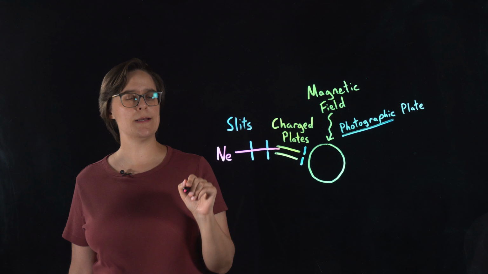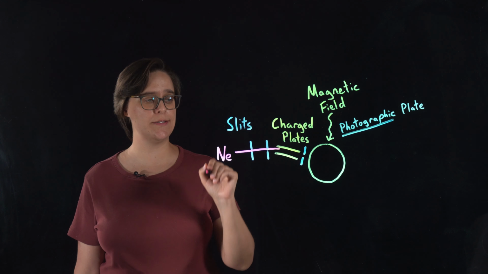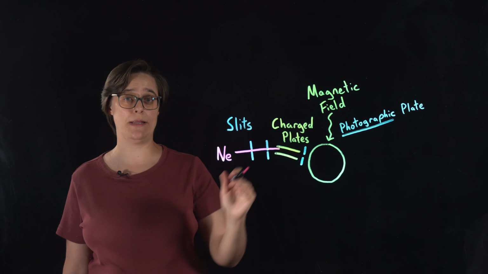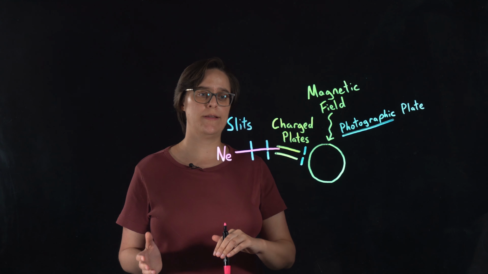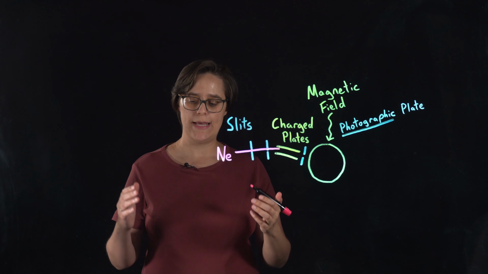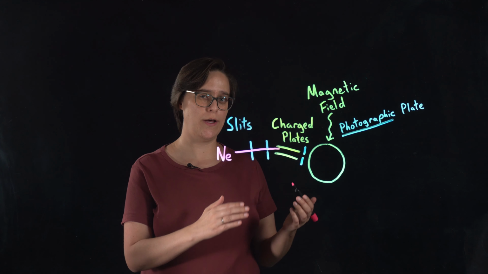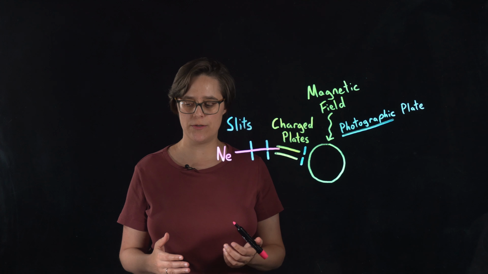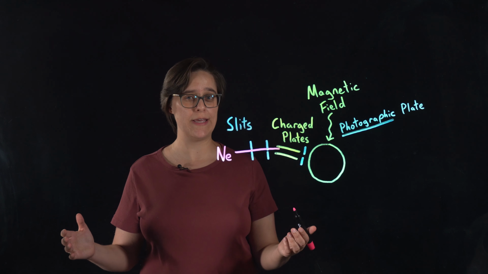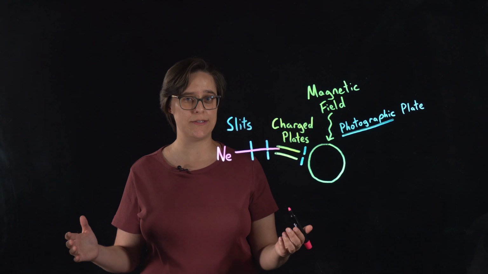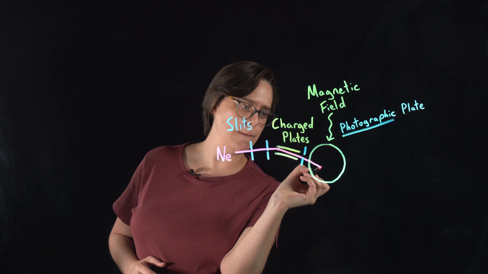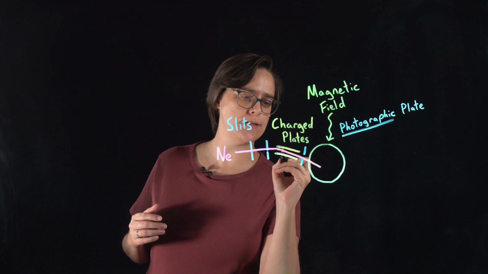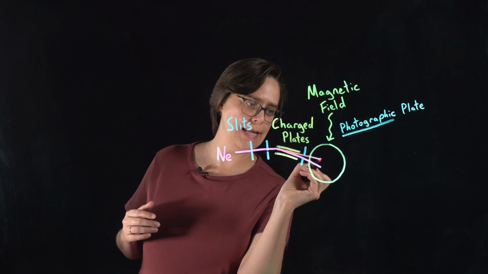Now, something happens to charged ions when they pass through electric and magnetic fields. They don't travel in a straight line, but their trajectories change. And they change based on the mass to charge ratio. So if we just assume that everything has a charge of +1, what's going to end up happening is that the lighter ions are going to be deflected more, and the heavier ions are going to be deflected less.